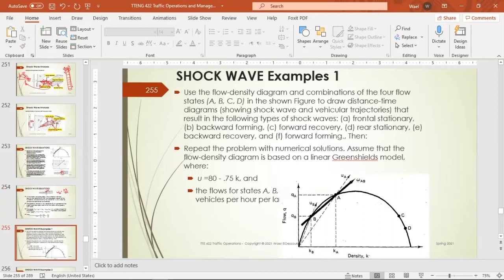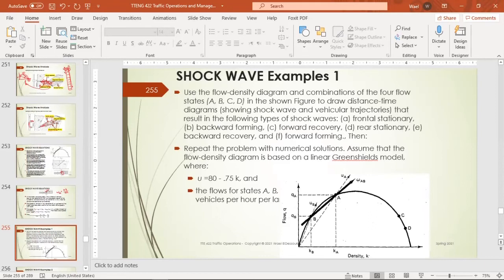Any questions so far? Let's have this example, okay? Use the flow density diagram and combinations of the four flow states A, B, C, D in the shown figure to draw distance time diagrams showing shock wave and vehicular trajectories that result in the following types of shock waves. A, frontal stationary. B, backward forming. C, forward recovering. D, rear stationary, backward recovery, and forward forming. Then repeat the problem with numerical solutions.